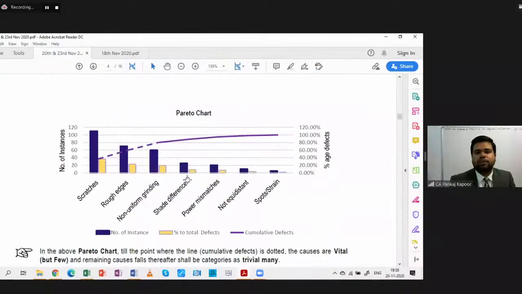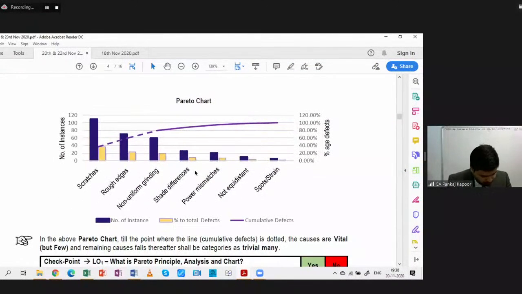Now the Pareto chart, friends. This is the new thing for you. I will spend a minute here for you, because I'm expecting that this will be included in the upcoming edition of the study, and obviously it has importance as well. You must know this. This may be asked in the examination.